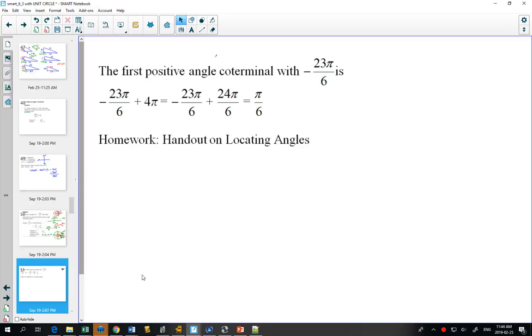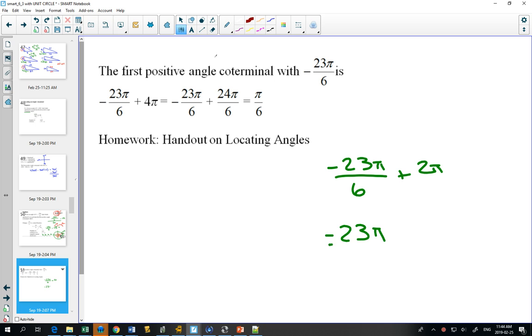Now, if you wanted to find the first positive coterminal angle with negative 23 pi over 6, well, it's a negative angle, so you're going to have to add 2 pi. Let's say you want to add 2 pi once. One of the things that you're going to get really good at for adding 2 pi is recognizing when I add fractions, I need a common denominator. 2 pi is the same as what pi over 6? 12.